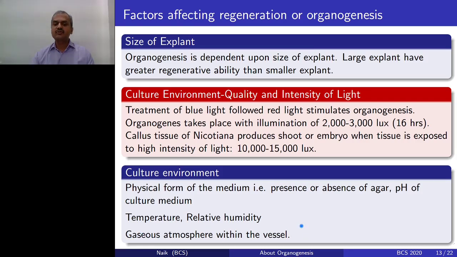The gaseous atmosphere within the vessel: as I already told you, when you plug these cultures with a cotton plug or with a plastic cap, there is a development of ethylene gas, and this ethylene gas to a certain extent induces necrosis, shoot tip necrosis, or many other disorders. So the lesser the ethylene gas presence, the higher the chances of morphogenic potential.